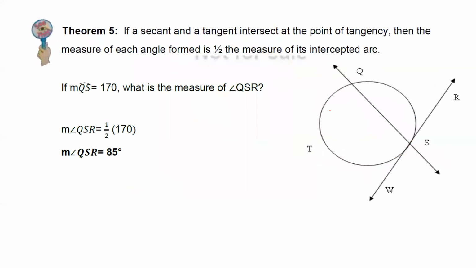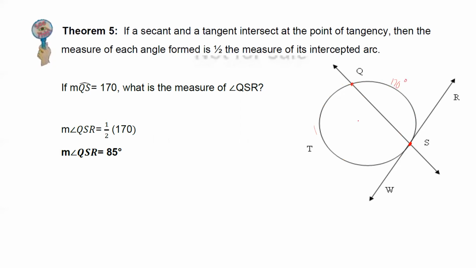Theorem 5. Next. If a secant and tangent intersect at the point of tangency, this is your tangent line, here is the point of tangency, and then the secant passes through the point of tangency. How do you get the measure of the angle formed? Okay, the given here is QS, this is Q, this is S. Since it is just two letters, you take the minor arc. You cannot take the major arc, because that needs three letters. So QS, you'll get the minor arc. So this is 170 degrees.